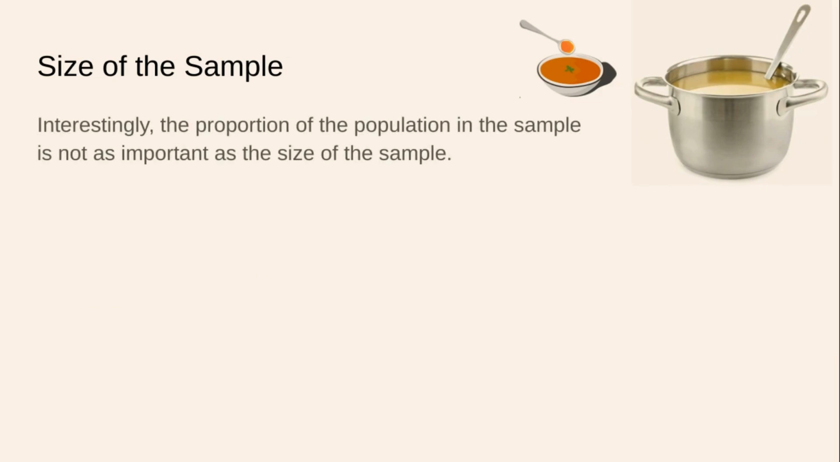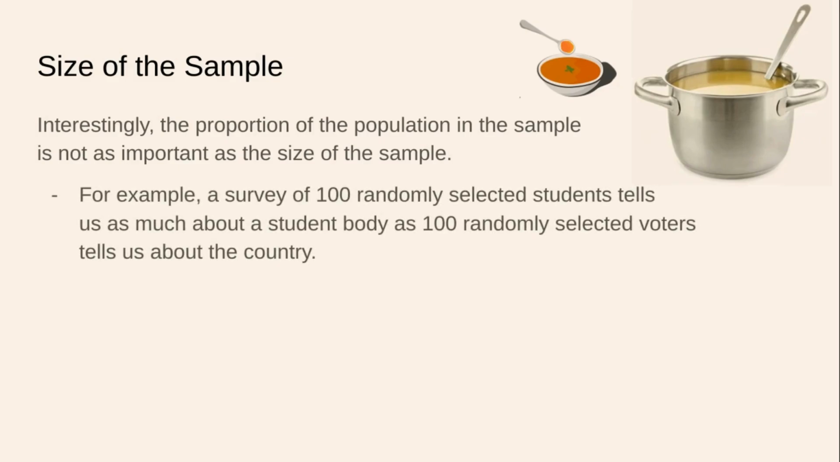Interestingly, the proportion of the population in a sample is not as important as the size of the sample. That is counterintuitive. For example, a survey of 100 randomly selected students tells us as much about a student body as 100 randomly selected voters tells us about the country.